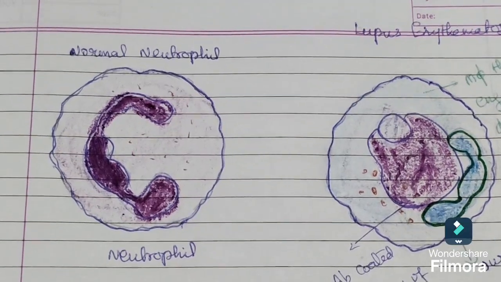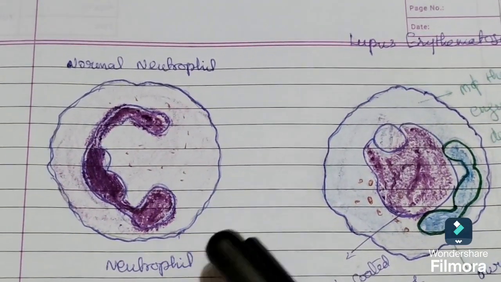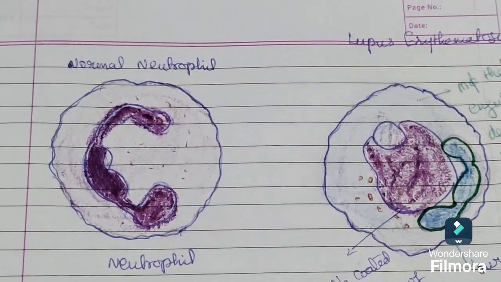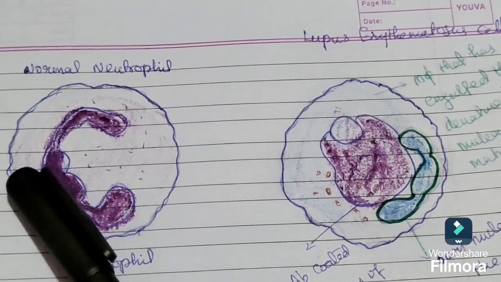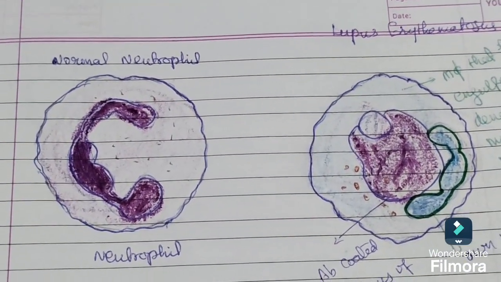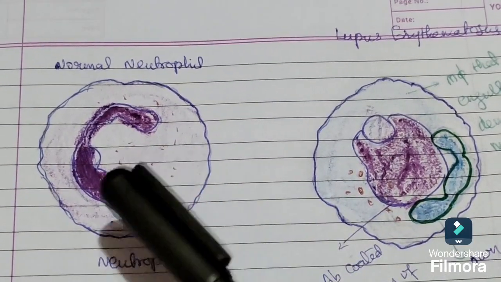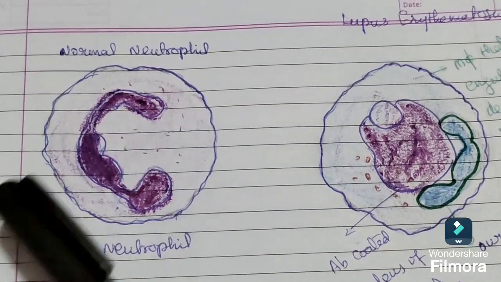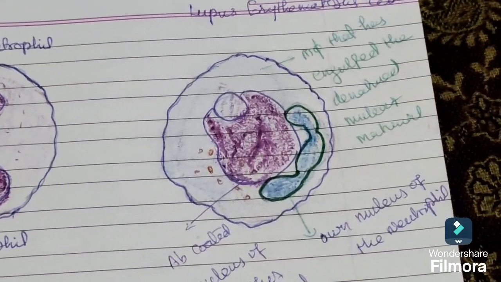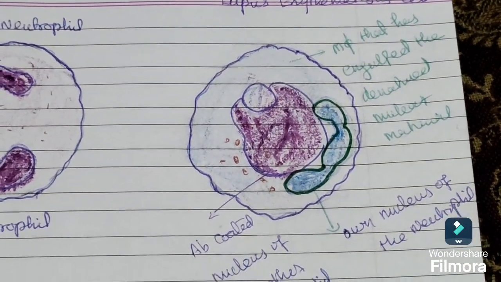Now coming to the picture. The first one is the normal neutrophil. It has a tri-lobed nucleus placed centrally, in the center, and these are the granules inside. Now coming to LE cells.